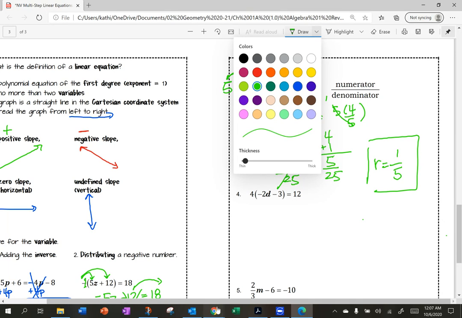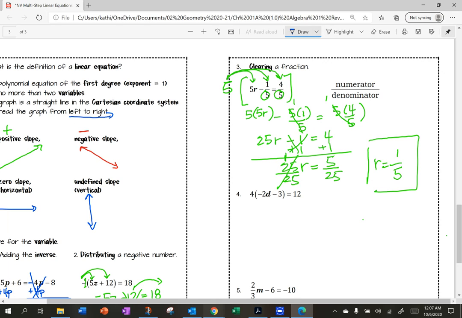Okay, let's try another one. I have a 4 outside the parentheses. So I'm going to distribute the 4 to the 2 terms inside the parentheses. So 4 times negative 2d is negative 8d. And 4 times negative 3 is negative 12 equals 12.